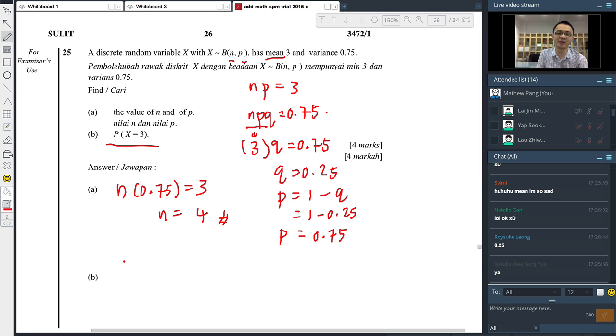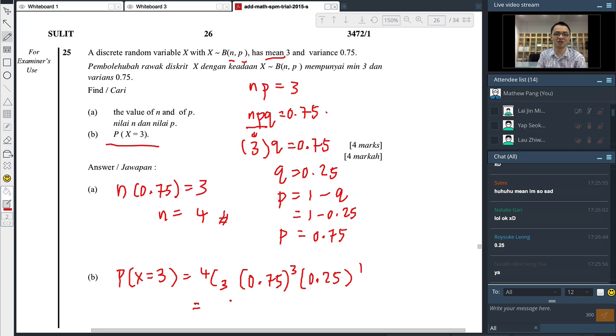You learn about the formula, right? So when x equals 3, since you know your n, which is 4, it will be 4C3. And then this one is p first, 0.75, to the power of 3. And this is 0.25, to the power of 1. Then you just use your calculator to solve this one. You should get 0.4219. Yep. Easy.